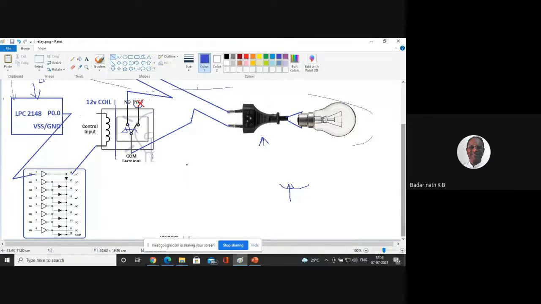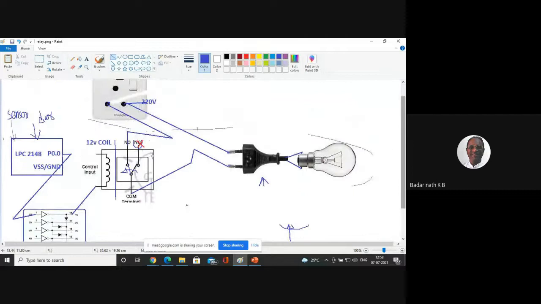Now, what should I do? Now I require an adapter. A 12 volts adapter is compulsory. We have to purchase it. So that is always the challenge. Whenever you want to drive the relay, you require another adapter. A power supply is also required. So I will purchase a 220 volts adapter.